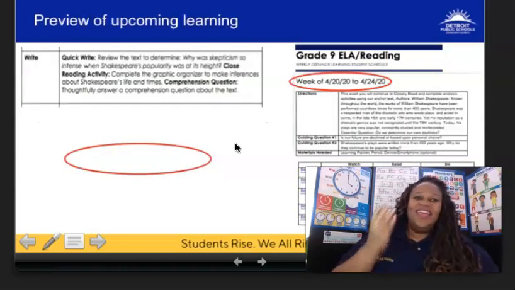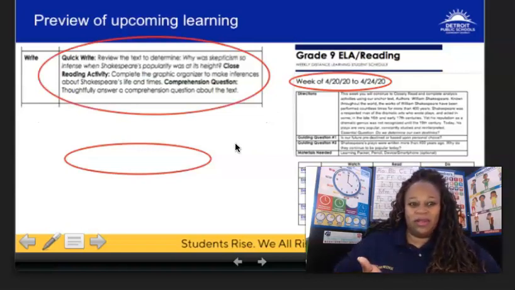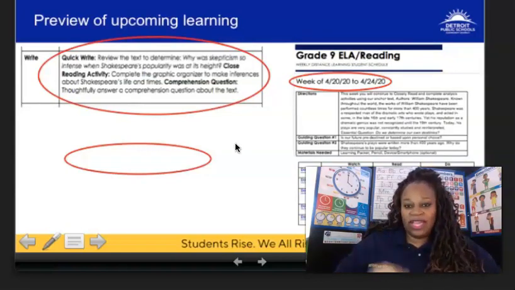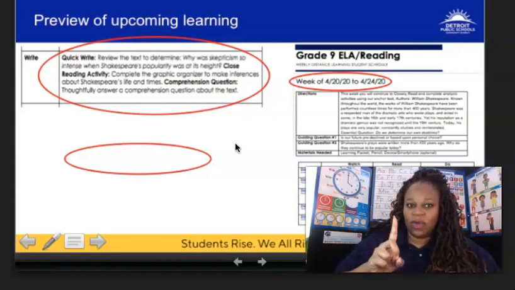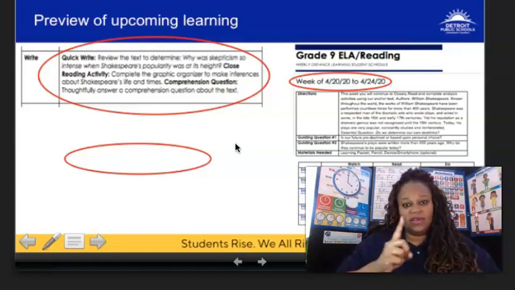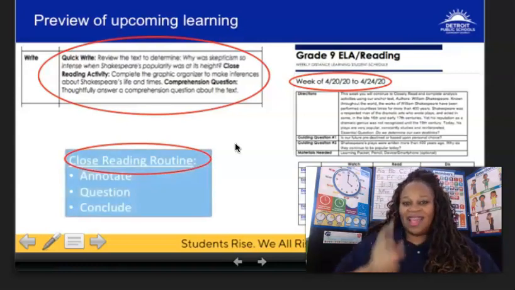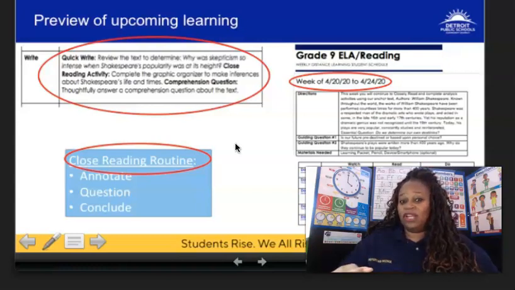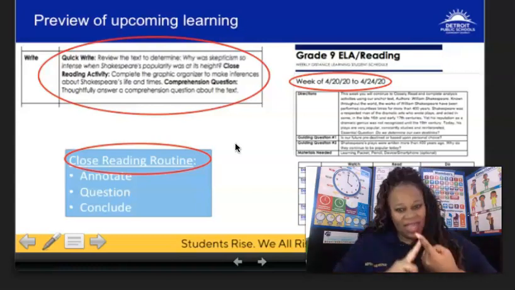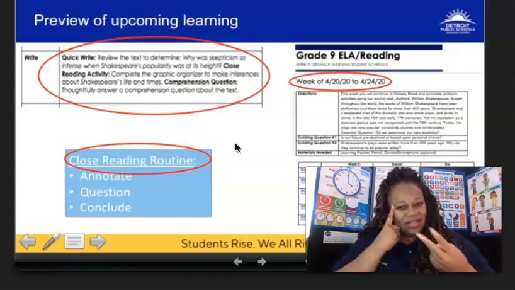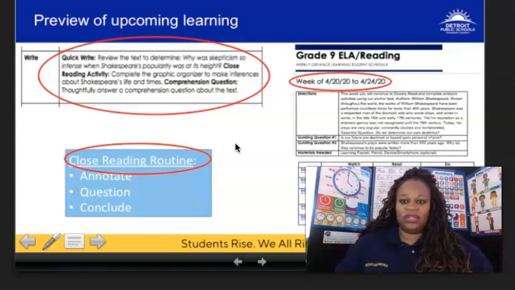Thank you, Wiz. As a preview of our upcoming learning, tomorrow we will engage in 3 activities: a quick write, a close reading activity, and then 1 single comprehension question. I look forward to working with each of you. A reminder of our close reading routine: we annotate, we question, and then we draw a conclusion.